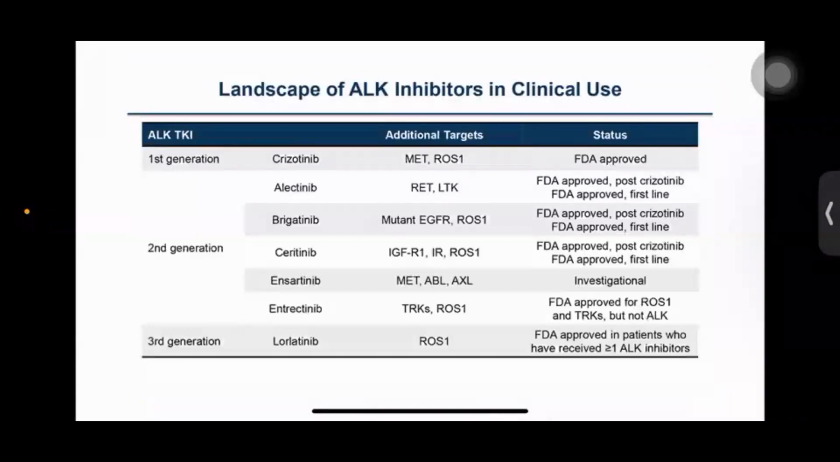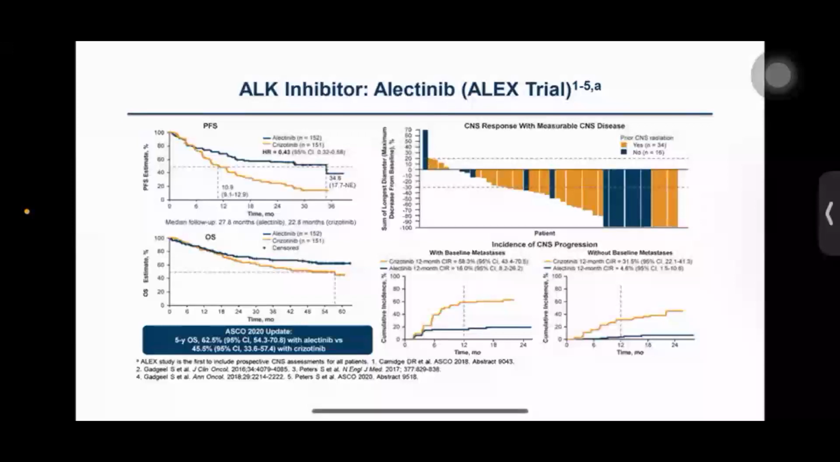So at present, these are all the ALK inhibitors which we have: the first generation Crizotinib. Then moving on to the second generation drugs, the drugs which are available for us in India are Alectinib, Ceritinib, and the third generation Lorlatinib. The rest of the ALK inhibitors are presently not available.